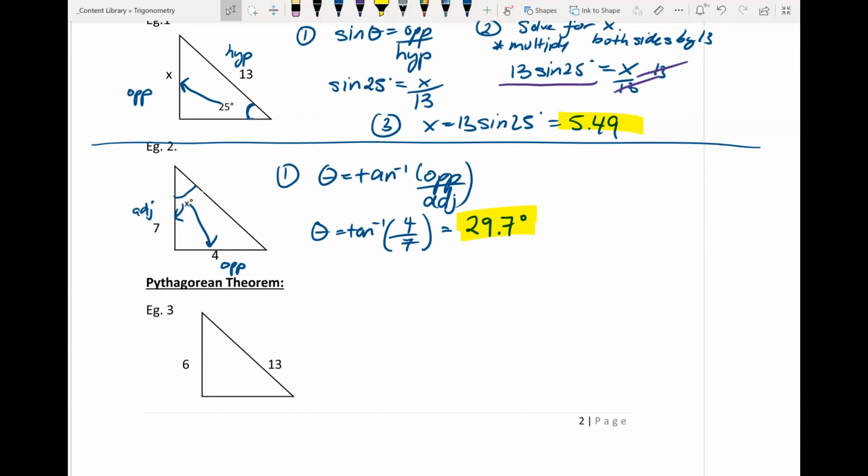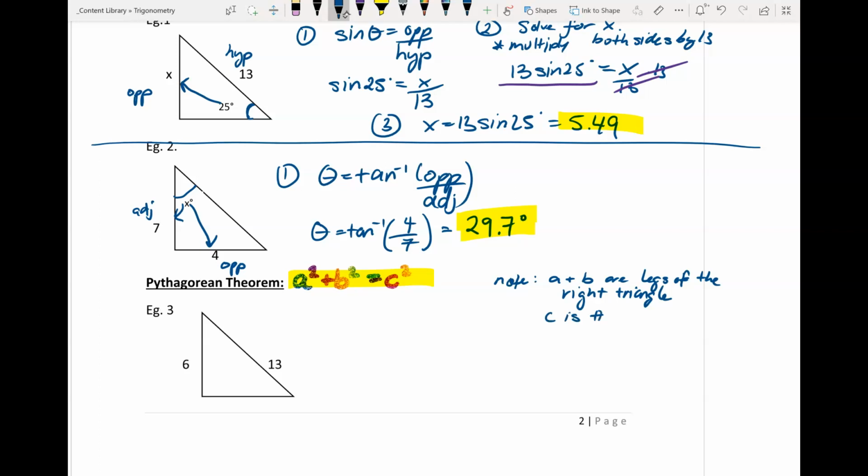The last topic we're going to cover is the Pythagorean theorem, which is a squared plus b squared is equal to c squared. That is your theorem, where a and b are legs of the triangle, remember it has to be a right triangle, and c is the hypotenuse.